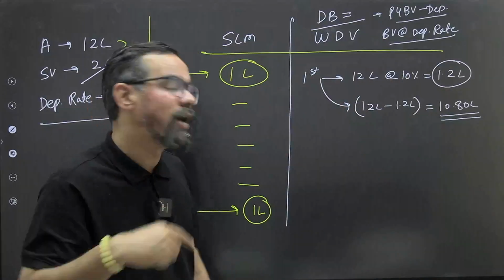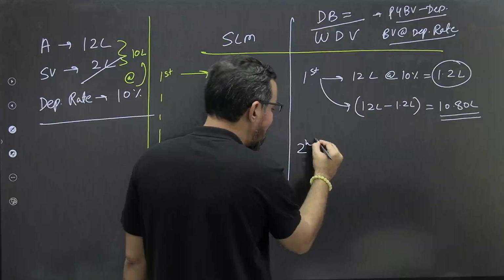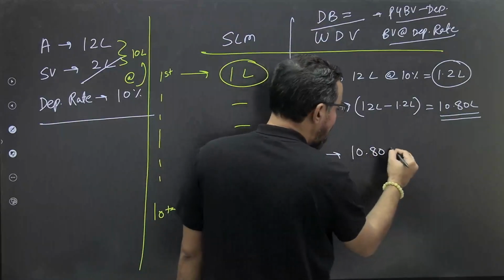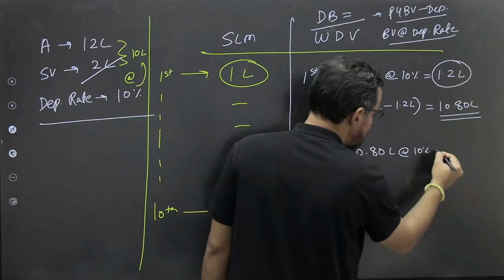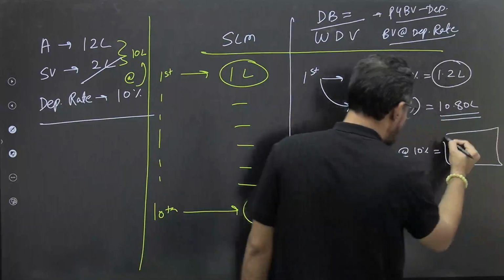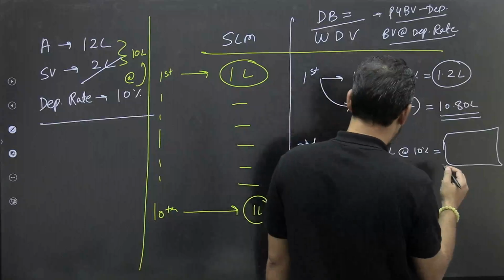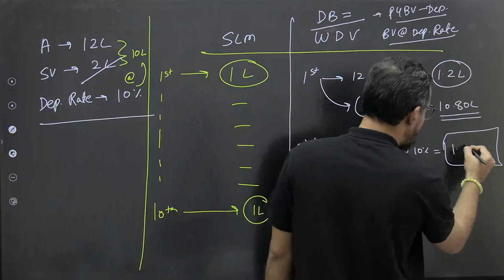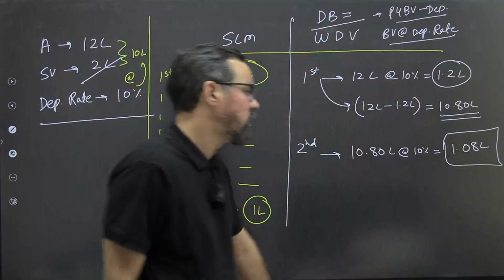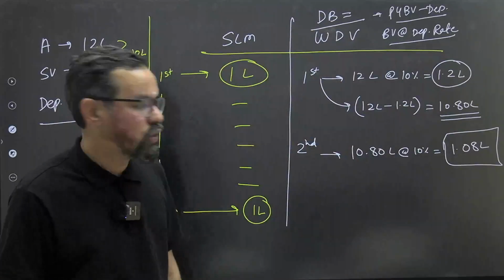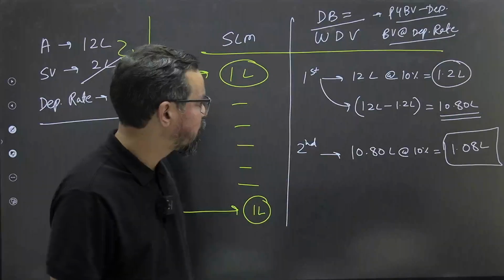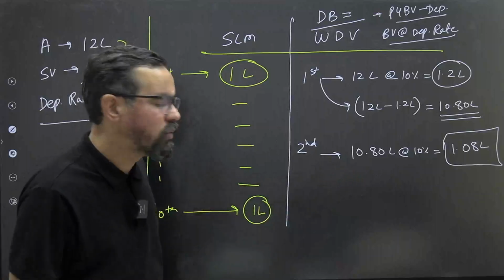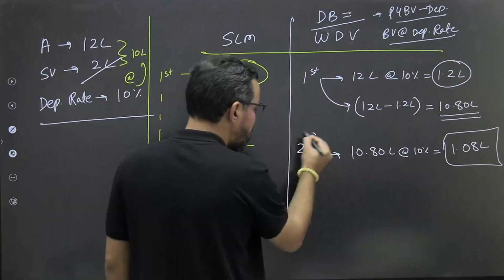While you calculate depreciation for the second year, the book value at the beginning is 10.80 lakh, at the rate of 10%. So the depreciation for the second year will be 1.08 lakh, right? Am I clear? Correct? It is 1.2 lakh for the first year. Please go through this calculation if I'm doing anything wrong here. So how will you go for the third year?